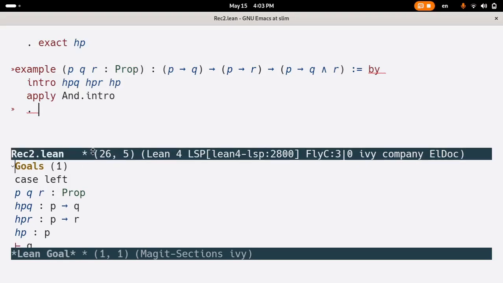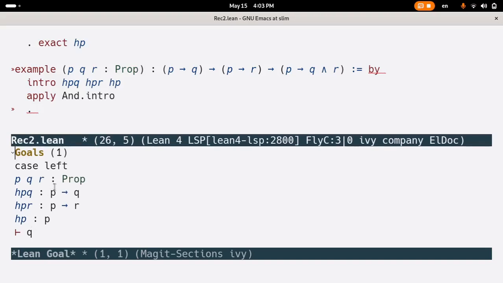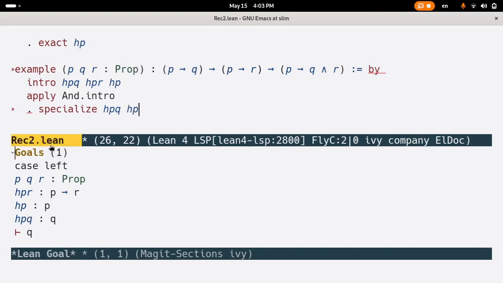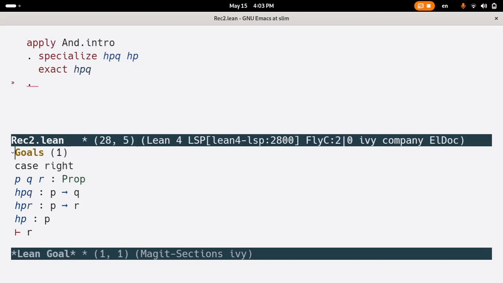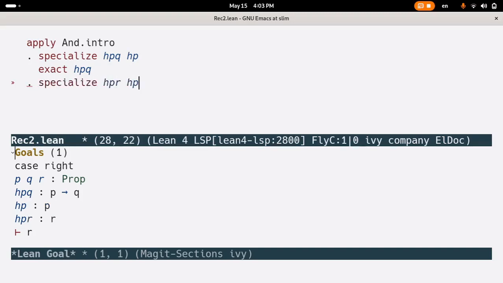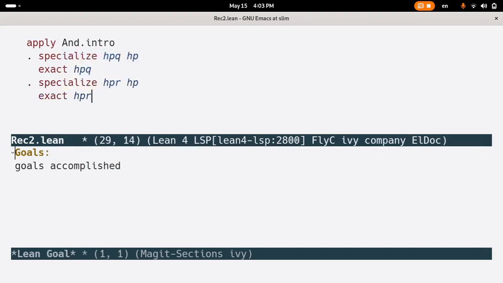In the first case, we have P implies Q and P. We can specialize HPQ with HP to rewrite HPQ into a proof of Q. And now we can say exact HPQ to finish this case. For the second case, we can specialize HPR with HP. This converts HPR into a proof of R, and we finish the proof by saying exact HPR.